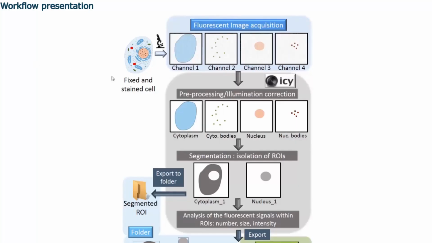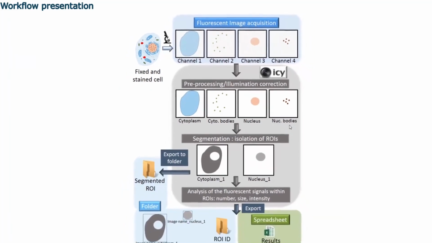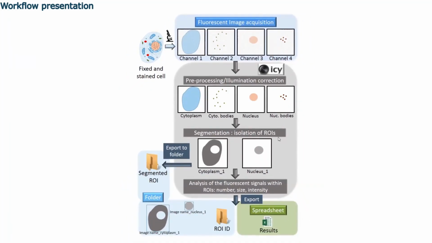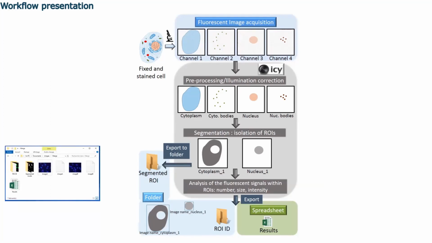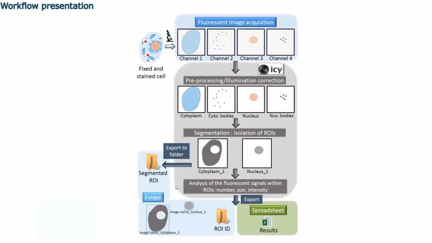Multi-channel images are loaded within the workflow and pre-processed in order to improve the signal-to-noise ratio and to remove imaging artifacts. Then, image segmentation isolates regions of interest, also known as ROIs, from the background. Several methods of segmentation are available depending on the level of clustering and the nature of the objects of interest. Segmented objects are saved with a specific descriptor in a specific folder.